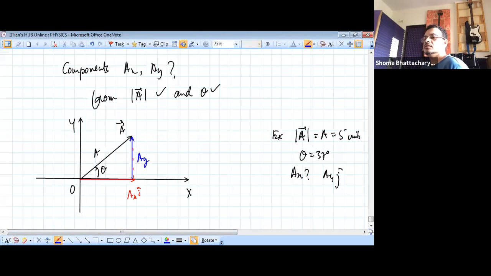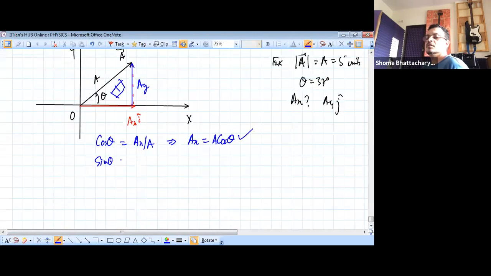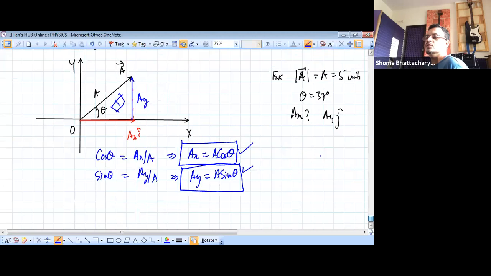So you can see that in this right angle triangle, cos theta is base upon hypotenuse. So that means I can define base as hypotenuse into cos theta. So this becomes one formula. And again, sin theta is perpendicular upon hypotenuse. So Ay is A sin theta. So these become the formula to convert magnitude and angle into components. Okay. So now use this formula, you can try out this question.